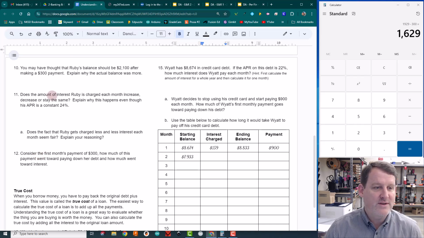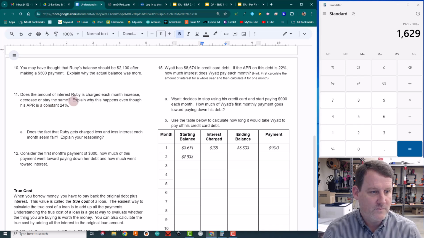So here we notice that the amount of interest that Ruby is charged each month is decreasing. And the reason for that is that she owes less money every month. So she's paying less in interest because she owes less money. And hopefully that seems fair to you. Like, if you have less of my money, you should be paying me less for having less of it. Hopefully that makes sense to you.